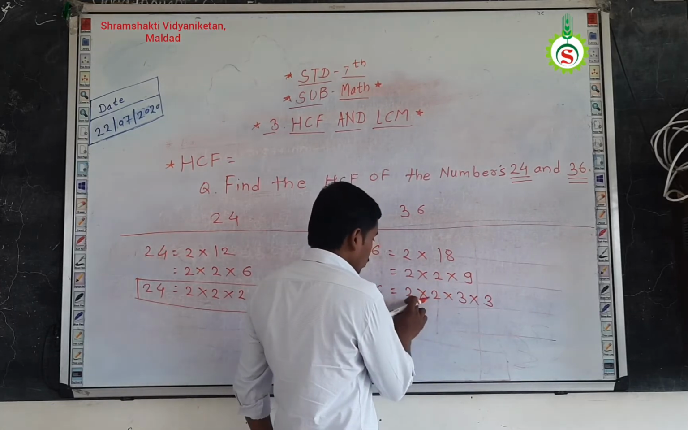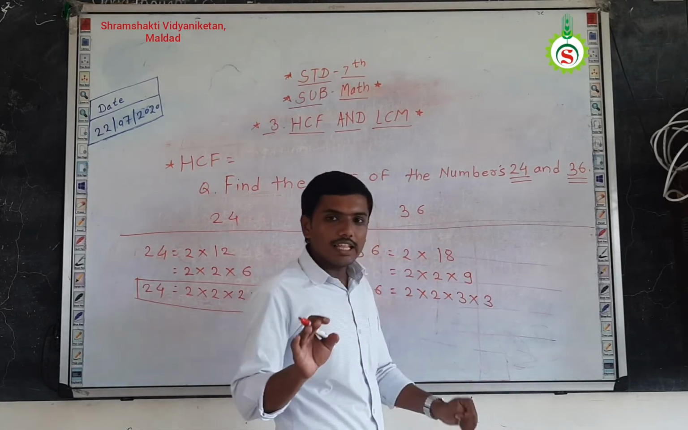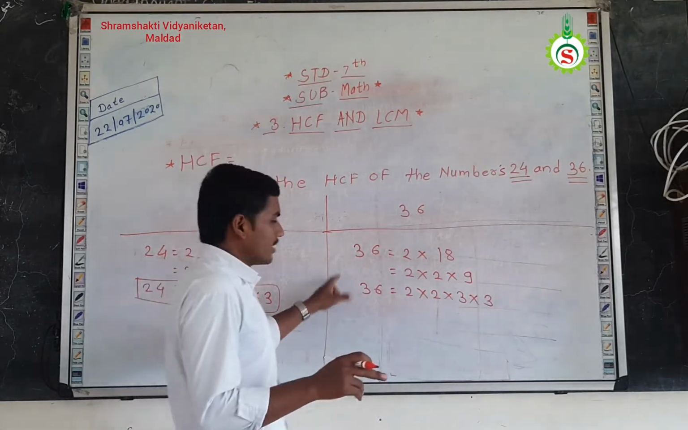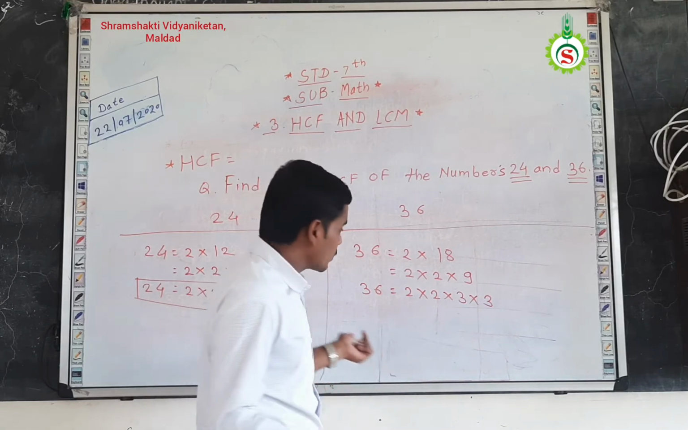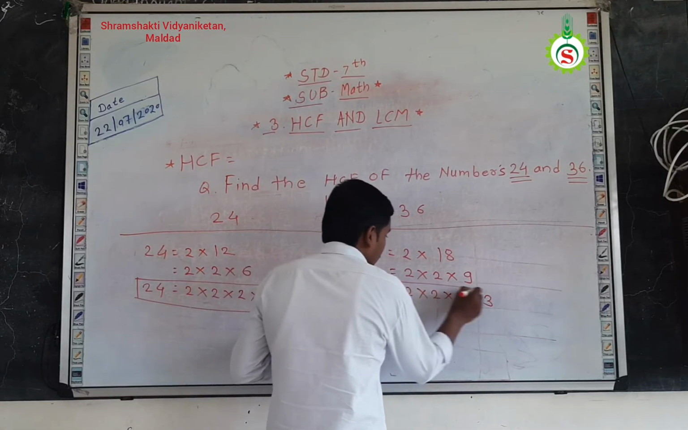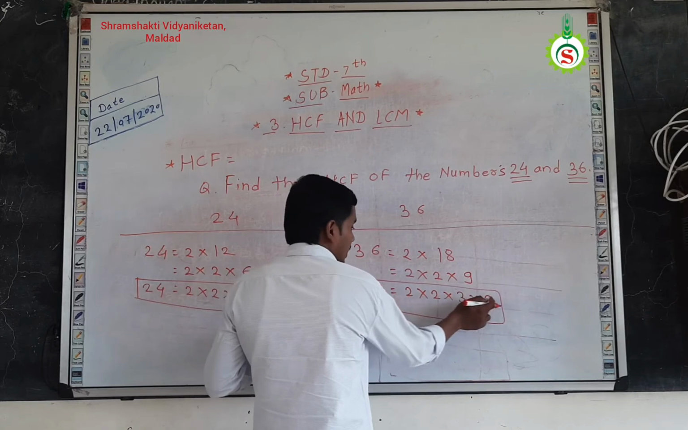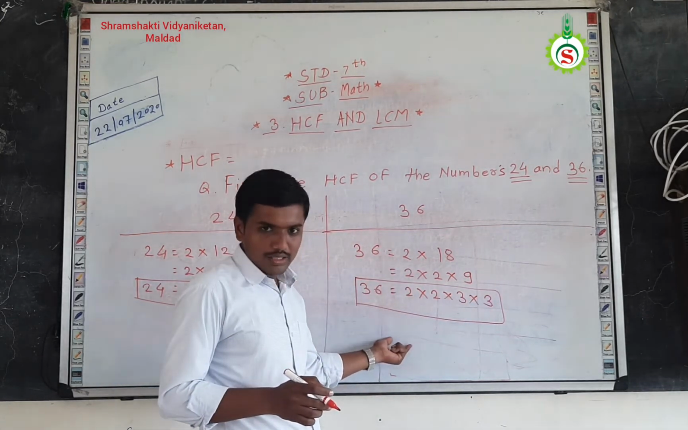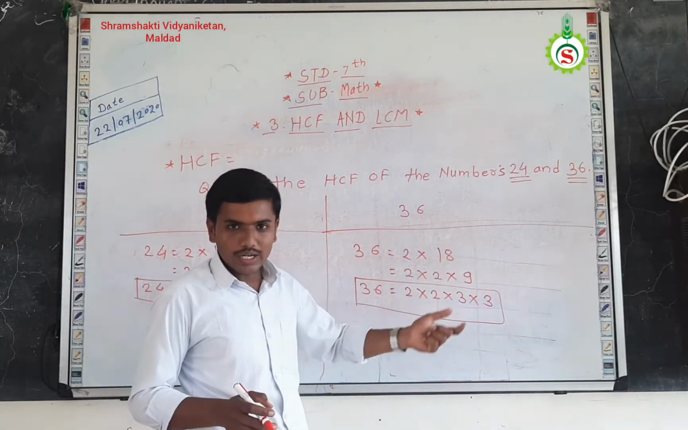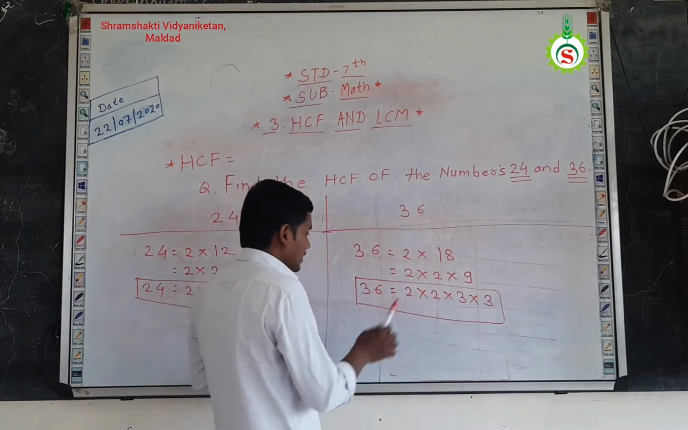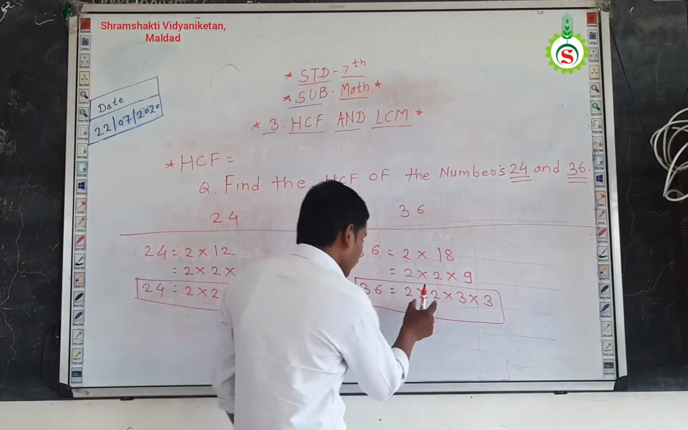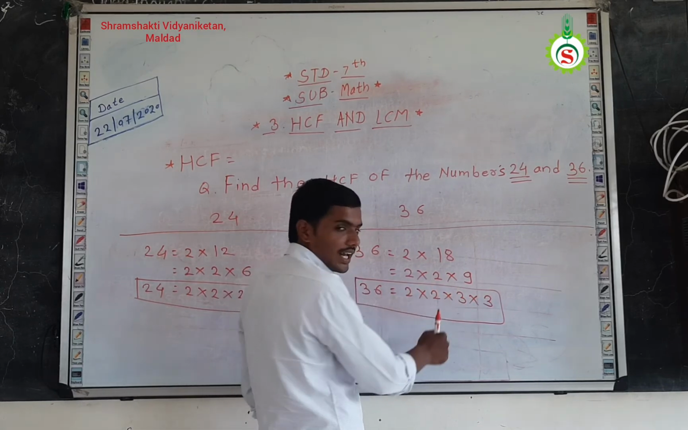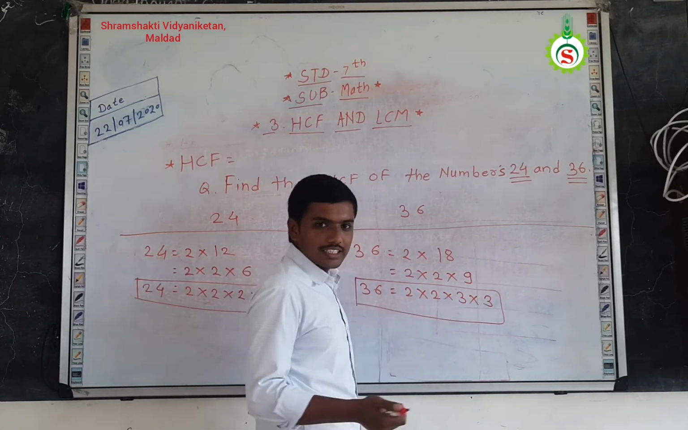Now that 2, 2, 3 and 3, all the factors are not divisible by any other number. That means our factorization process is over. So which are the factors for the 36? 2 into 2 into 3 into 3. Now I have taken the factors by the horizontal method. You can also find the factors by the vertical method. If you want to check whether the factors are correct or not, you can take the multiplication. 2 2's are 4, 4 3's are 12, and 12 3's are 36 obviously.